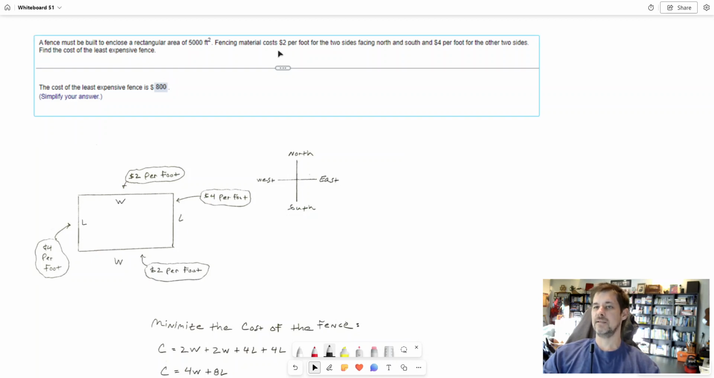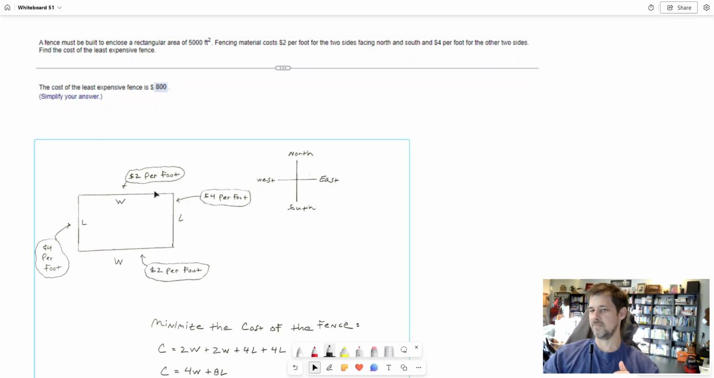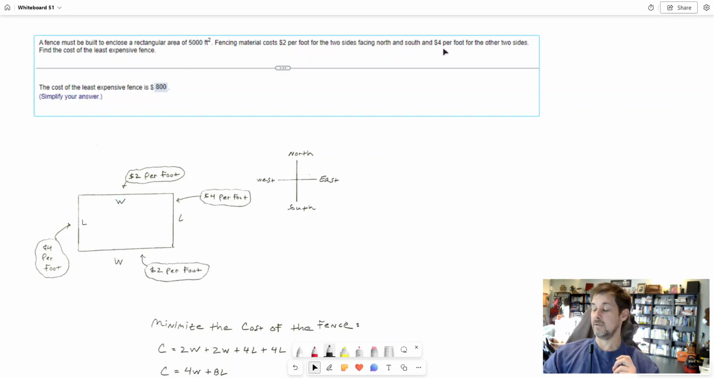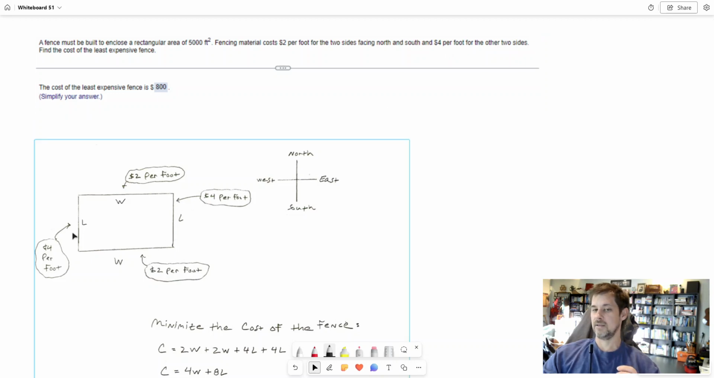It says that the material costs $2 per foot for the two sides facing north and south. So I drew a little compass here to say, okay, this side's facing north and this side's facing south. So those two sides, the fencing used to construct them is $2 per foot. And then the cost is $4 per foot for the other two sides. So like this side here, the cost of materials is $4 per foot.